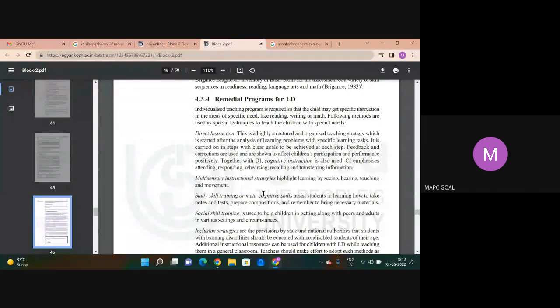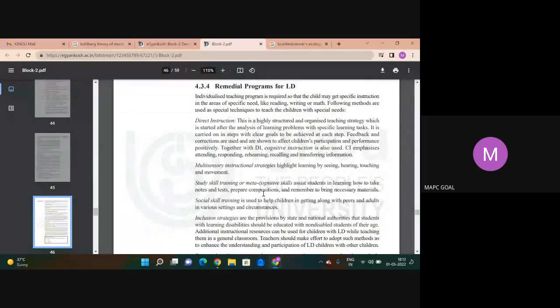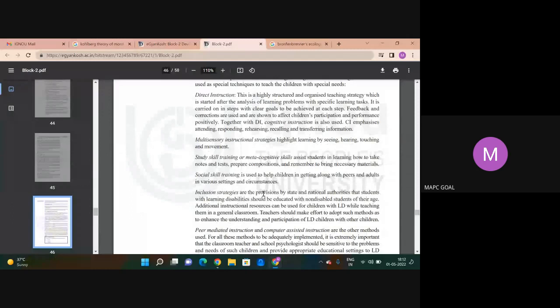How they're responding, how they're recalling, how they're rehearsing, then monthly sensory. So there are certain sensory integration programs that could be conducted for certain children. Then there are certain special educators, and they are trained in certain activities like metacognitive skills on how to deal with their test. So it's not that these children will not be able to learn, but they have to be given some extra time and some different way of pedagogy to teach all the information to them.